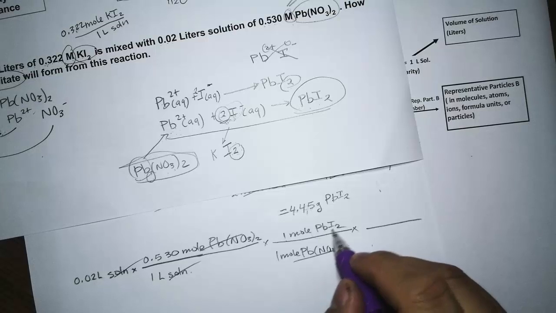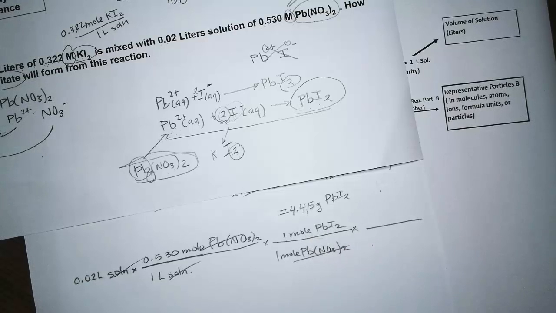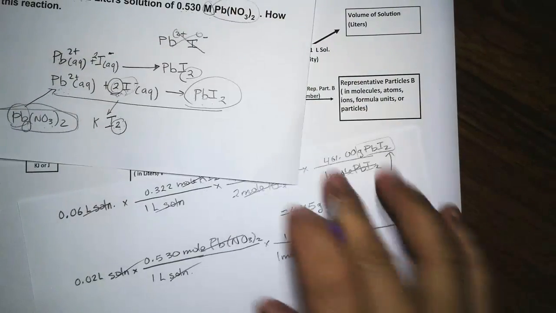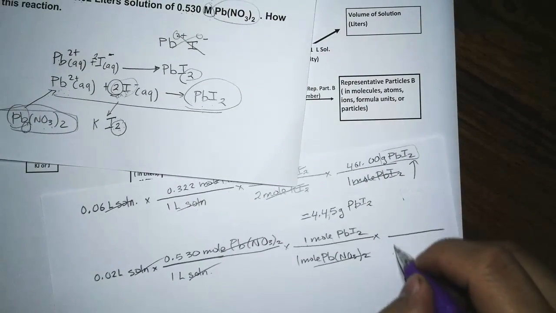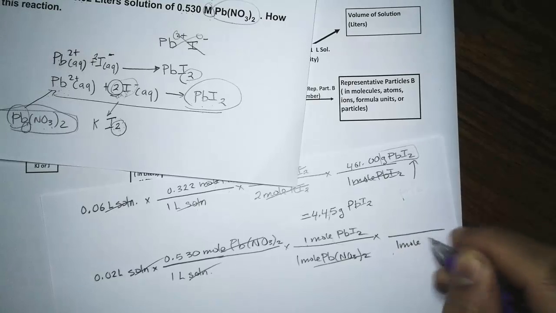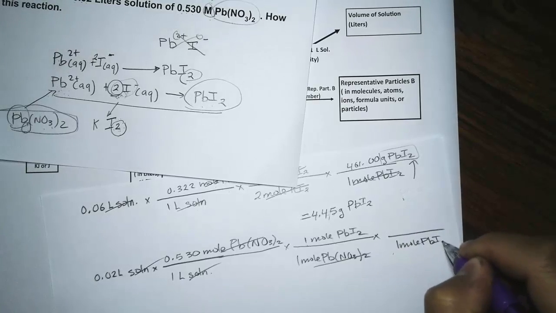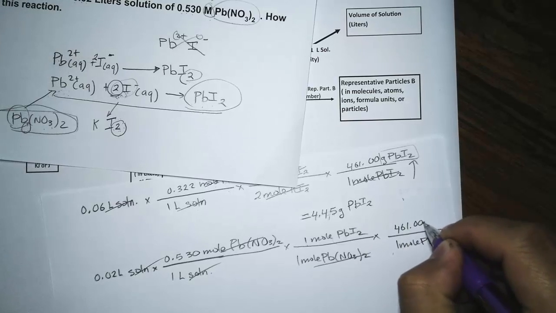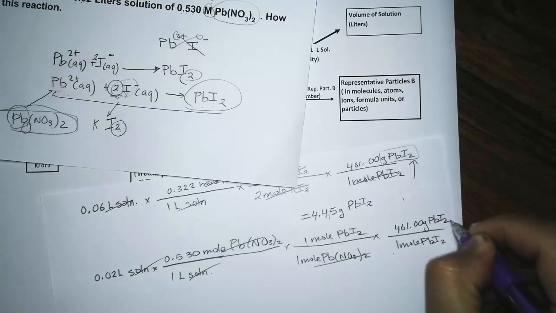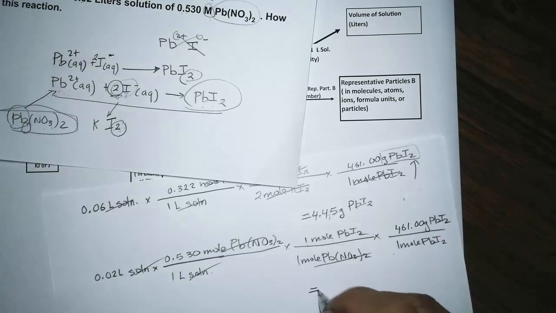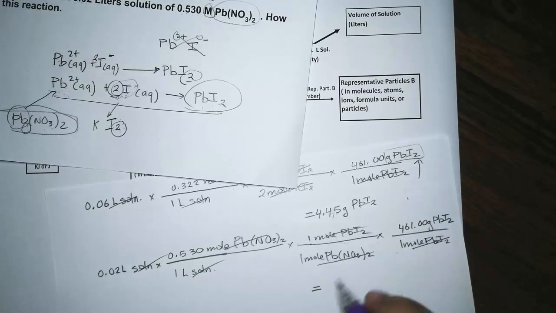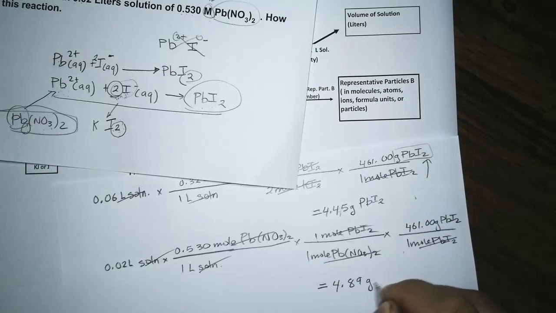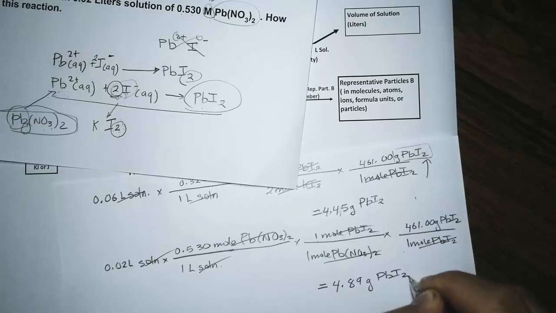So the last step is to convert our moles of the precipitate to grams of precipitate. In this case, it's going to be the molar mass, and we saw that molar mass somewhere right here. Oh, it's right there. So 1 mole of lead iodide, and then the molar mass is 461.00 grams of lead iodide. We plug this into our calculator, and of course that cancels out, and we would get this number, 4.89 grams of lead iodide.